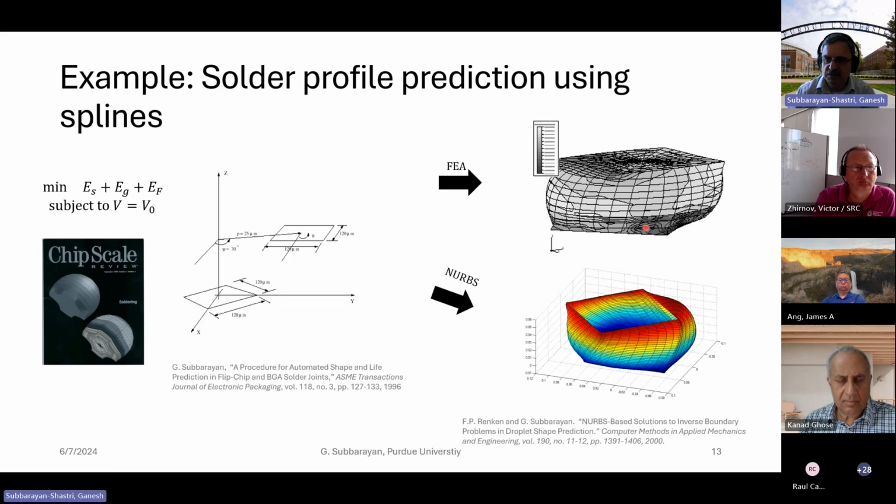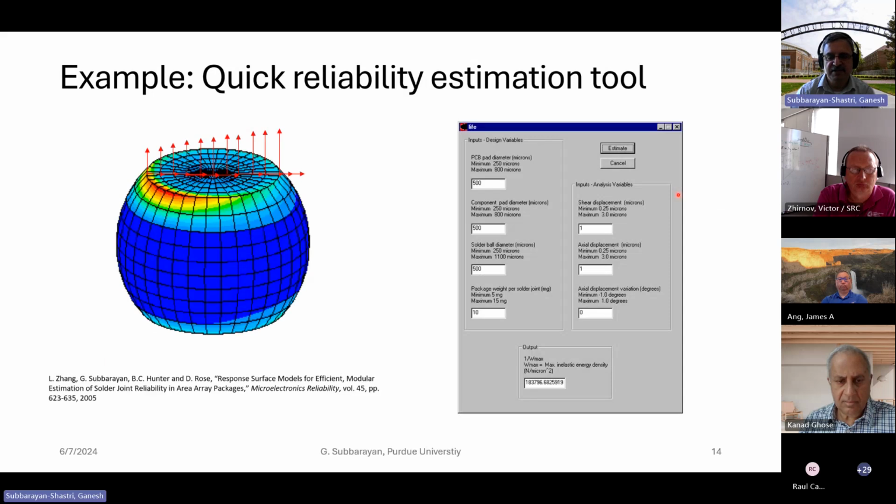Now, I can do the same optimization and get a much nicer, smoother shape by representing the surface with non-uniform rational B-splines. It is a much better representation than allowing each node to vary, because here I assure derivative continuity, whereas when I use finite elements I only assure C0 continuity. There is no derivative continuity in finite elements. So this is an example.